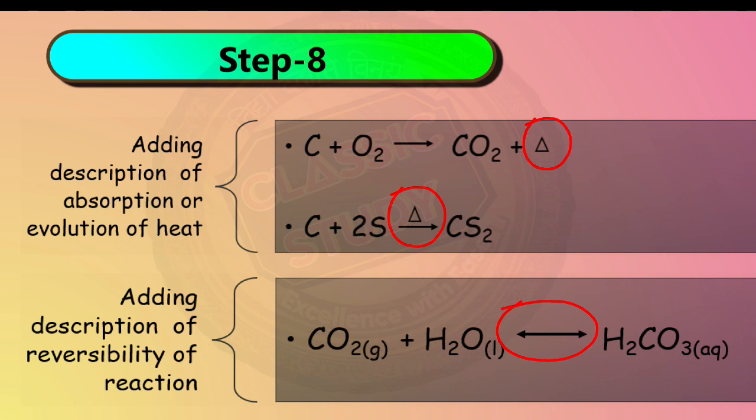So CO2 plus H2O gives H2CO3, which is carbonic acid. So this reaction is reversible. The reactants get converted to products and the product can be turned back to reactants again.